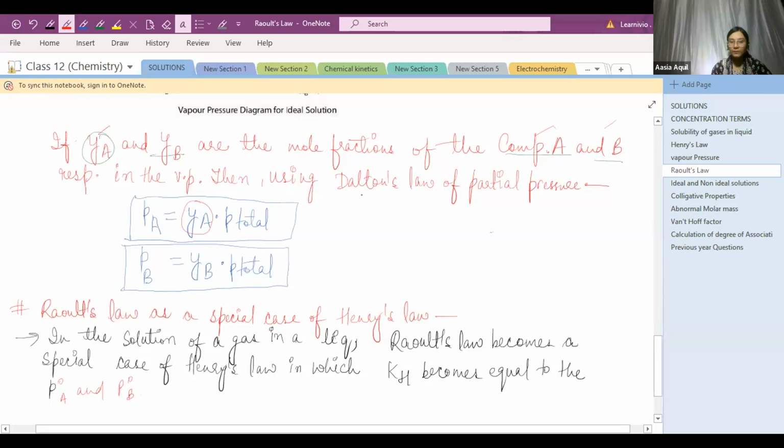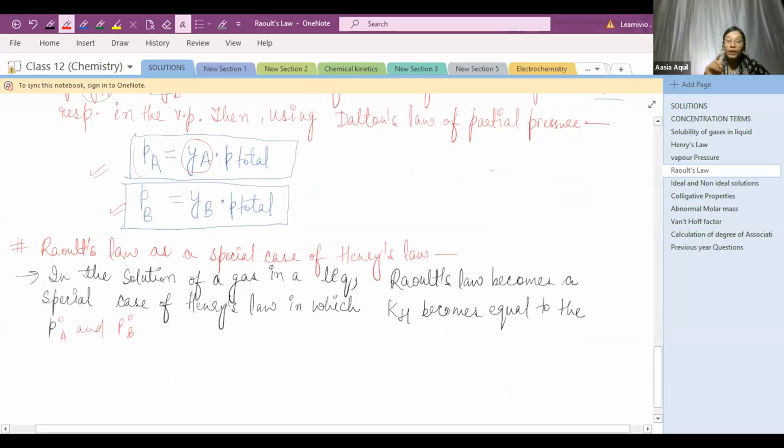So whenever in a numerical the total vapor pressure is given and the mole fraction is given, you can calculate the vapor pressure of that component using this formula. Similarly, the vapor pressure of component B is equal to the mole fraction of B into P total. So using these equations, you can calculate P total, or you can also calculate the vapor pressure of component A.